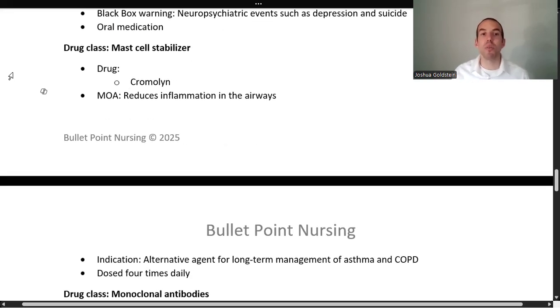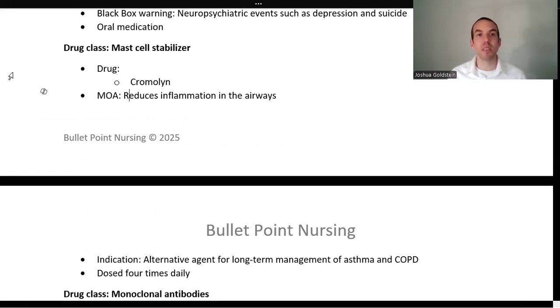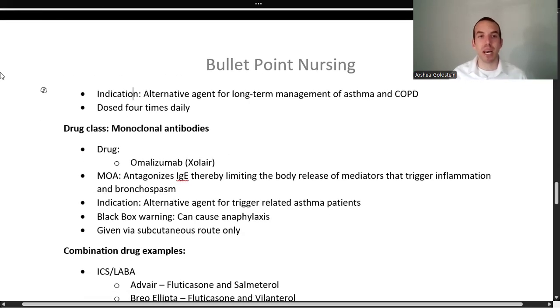The big downside to cromolyn is that it's taken 4 times a day. So we know from fundamentals of pharmacology, the more a patient has to take their medication, the lower their compliance. So if they're taking it 4 times a day, that's a big downside to making sure the patient takes it as prescribed. Finally, we have monoclonal antibodies.